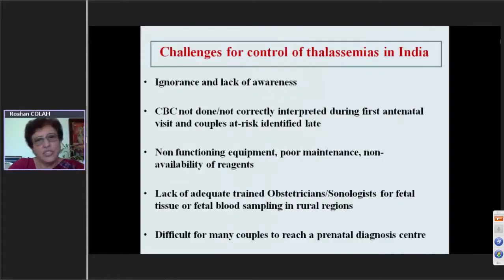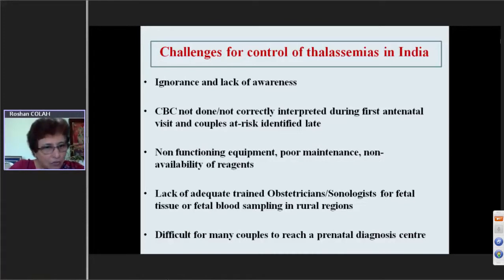So what are the major challenges in the control of thalassemias in India? First, and the major problem, is ignorance and lack of awareness. If this improves in a big way, a lot of our problems will get solved.